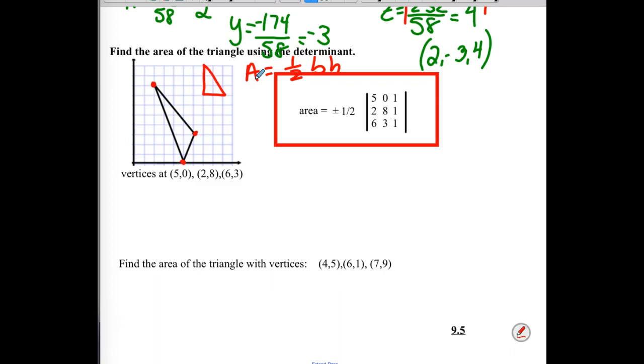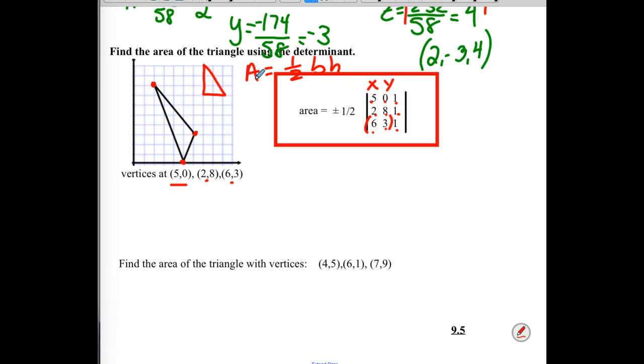What you're going to do is you're going to create a matrix where your x coordinates are your first column, your y coordinates are your second column, and your third column is always ones. Okay, so looking at this, we have vertices at 5, 0. So my first row is 5, 0, 1. Then we have a vertex at 2, 8. So I have 2, 8, and 1. My last vertex is 6, 3, and 1. Okay? It doesn't matter which order you put the vertices in, but you have to have the XY pairs go together. Does that make sense? So this had to be two numbers from the same vertex.